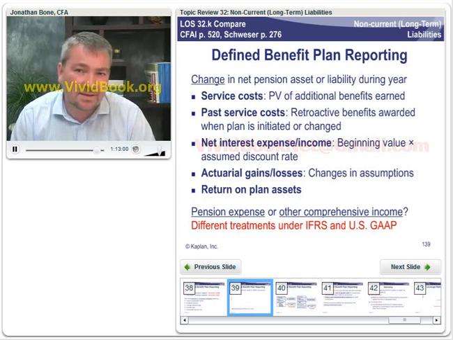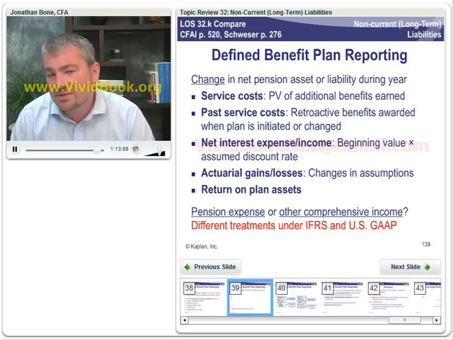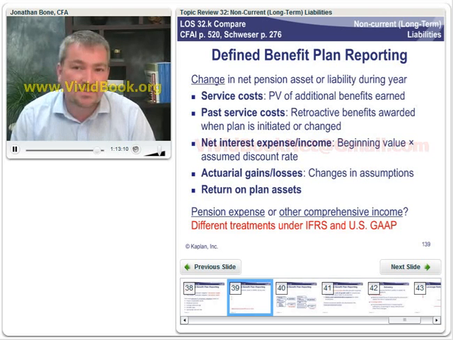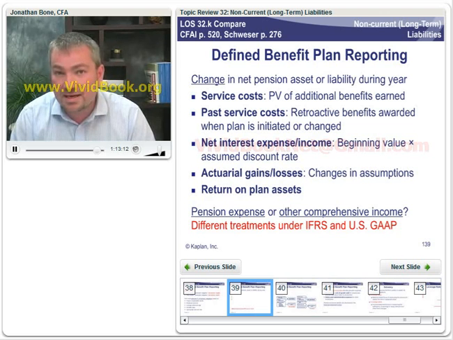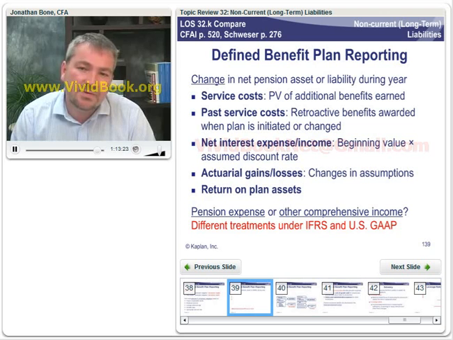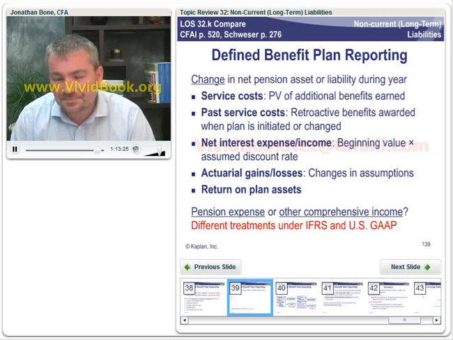Actuarial gains and losses. Well, these are changes in the pension asset or liability due to changes in the actuarial assumptions. What do actuaries make assumptions about? How long the employees are going to live for post-retirement. They make assumptions about the discount rate that should be used. They make assumptions about the final salary. So if the actuaries change their assumptions, it affects the liability measure, the estimated obligation.